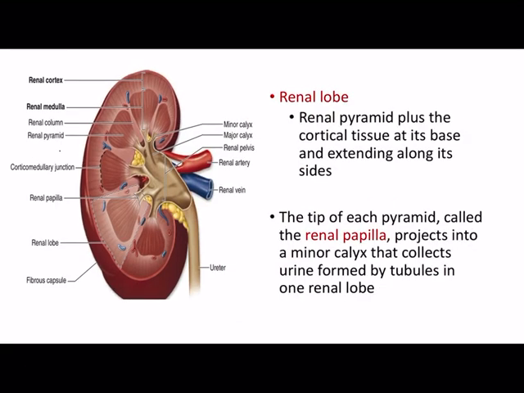So a renal lobe is a renal pyramid plus the cortical tissue at its base and extending along its sides. So you have here your renal column on each of the sides and your renal pyramid. And the tip of each of the renal pyramids is called the renal papilla, which will project into a minor calyx that collects urine formed by the tubules in one renal lobe.